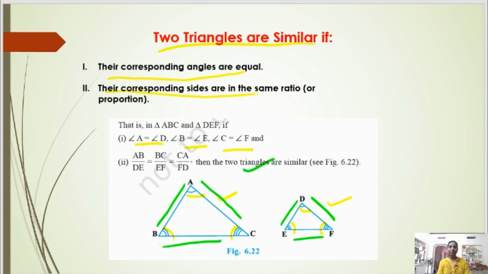But now a question arises. What is that? Every time do we need to check all these equality relations between their corresponding angles and the corresponding sides? Okay, so our answer is no, because we have some criterions. If we follow that criterion, we need not check all these equality relations. Okay, let us see what they are.